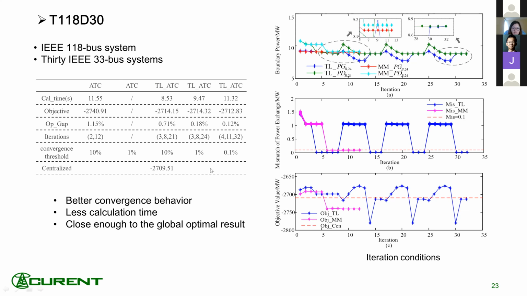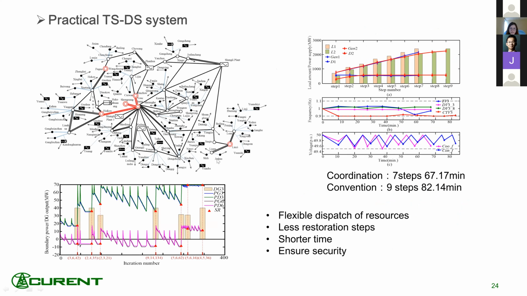And the decentralized scheme is also applied in a real-world system, which gives really good performance because it has obviously sped up the whole load restoration process. This is because we have efficiently used the available power supply from the distribution system side.